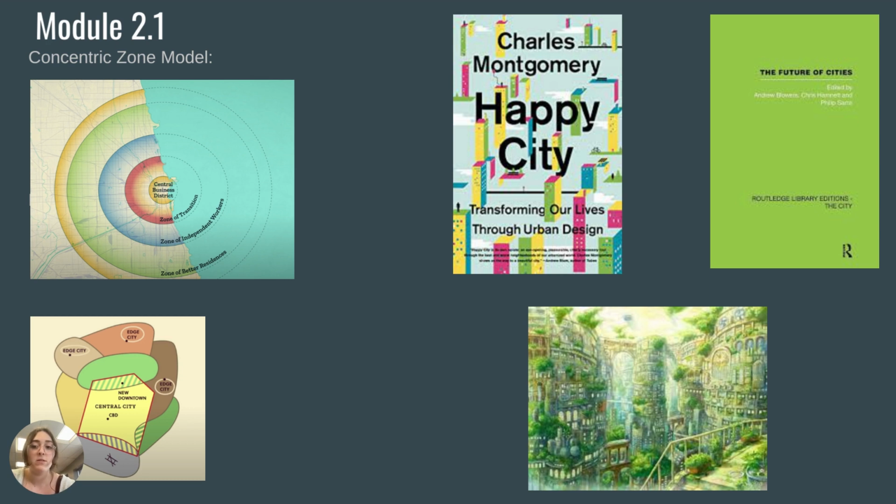Usually this zone has the most affordable places to live. The third zone, the zone of independent workers, houses families who are able to leave the prior zone but still need to be relatively close to their workplaces in the zone of transition. The fourth zone is known as the zone of better residence, which is also known as the suburbs. Middle class and upwardly mobile families live there, and this hasn't changed much since then.